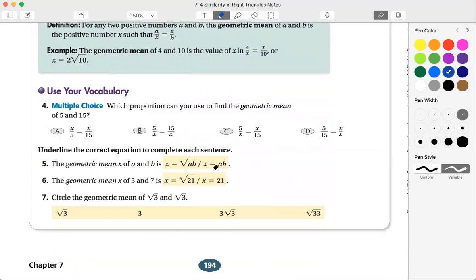All right, so which proportion can you use to find the geometric mean of 5 and 15? Well, by definition, it's C. The geometric mean x of a and b is x equals the square root of a times b. So the geometric mean of 3 and 7 is the square root of 21. So what's the geometric mean of the square root of 3 and the square root of 3? That's going to equal the square root of 3.